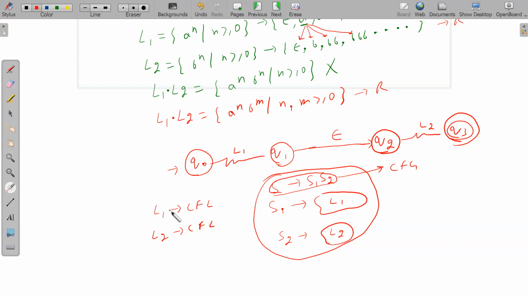So L1 is CSL, L2 is CSL. There is context-free grammar and context-sensitive grammar. S1 is the start symbol generating L1, S2 is the start symbol generating L2. So S goes to S1 S2, and this entire thing will be a context-sensitive grammar. I hope I have made the point clear to all of you. So all types of languages are closed under the concatenation operation.